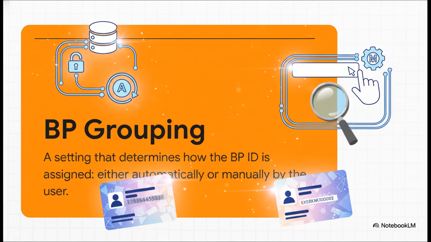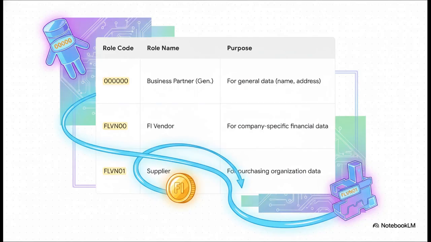And the last piece of the puzzle is BP grouping. Now, don't let the name intimidate you. This one's actually super straightforward. It's all about how the business partner gets its ID number. You can either let the system just give you the next number in line, that's internal, or you can decide to type in a specific number yourself, that's external. Simple as that.